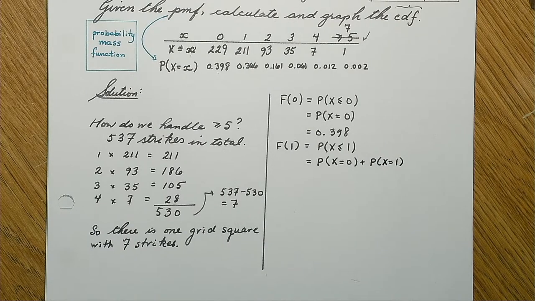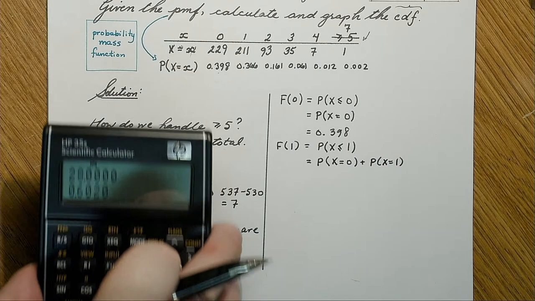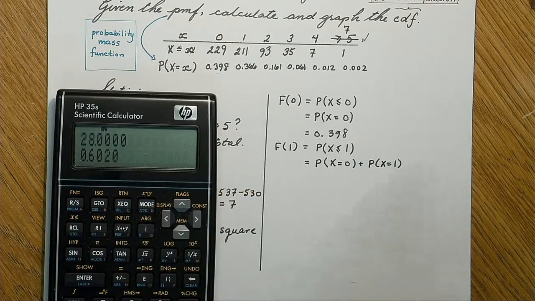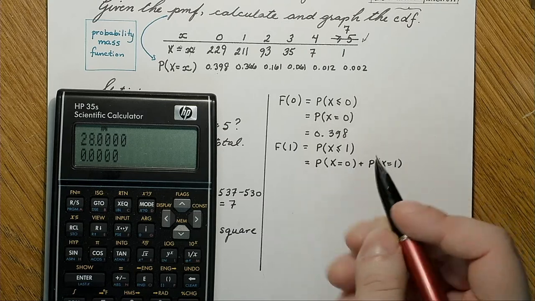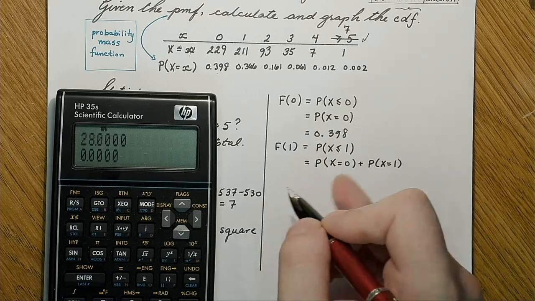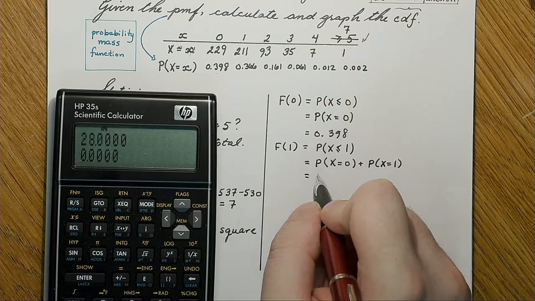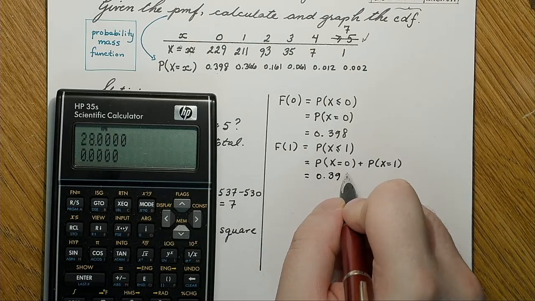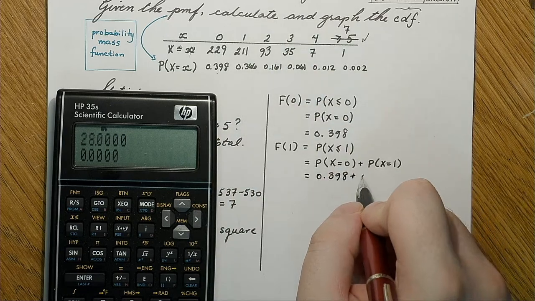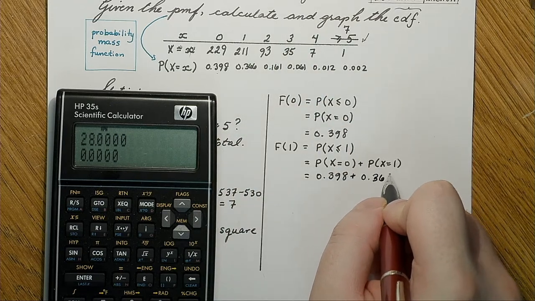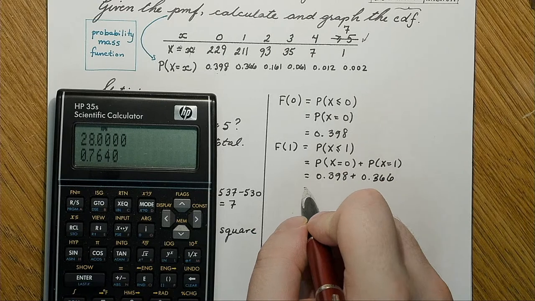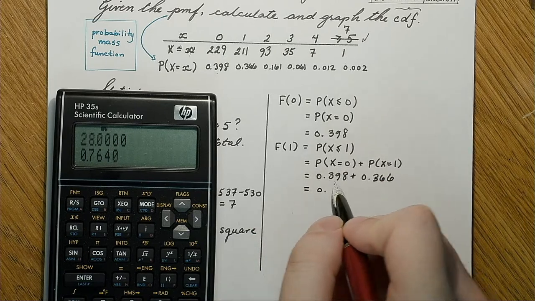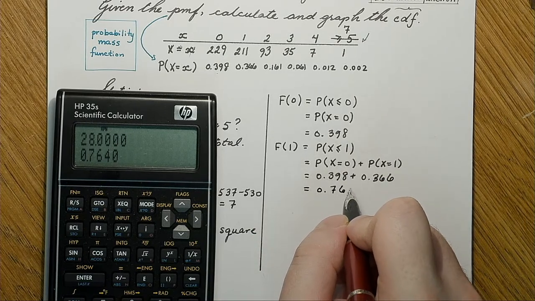Grab a calculator. So it's 0.398 plus 0.366. So adding those together, 0.764.